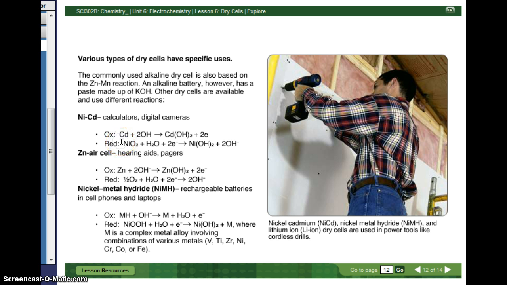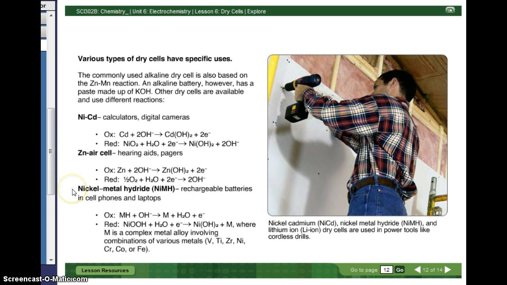And then, of course, you have to have a reduction. So you have the nickel oxide plus water plus those 2 electrons yields nickel hydroxide plus 2 hydroxide molecules. You have a zinc air cell, so like in hearing aids and pagers. And the oxidation is the zinc plus hydroxide yields zinc hydroxide plus 2 electrons. The reduction is half of the oxygen, which I know I always tell you can't use fractions. You can in a few instances, so we'll just leave it at that. Plus water plus 2 electrons yields 2 hydroxides.